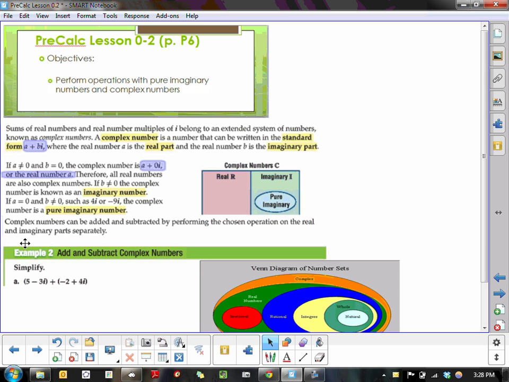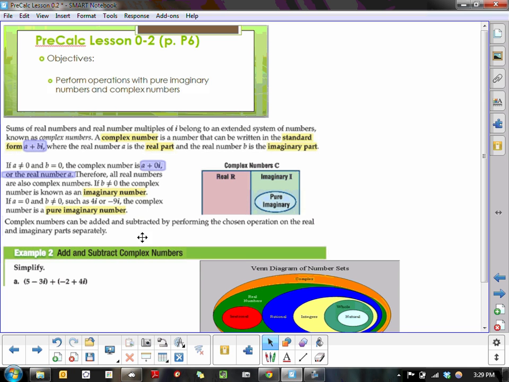Now I start getting into some if situations. What if a was not equal to 0, but b was equal to 0? If our real number b was equal to 0, then the complex number would be a + 0i, and there aren't any imaginary parts, so it'd just be a simple real number. Therefore, every real number has to be a member of the complex number system, so we say it's a subset. So real numbers are a subset of the complex numbers.